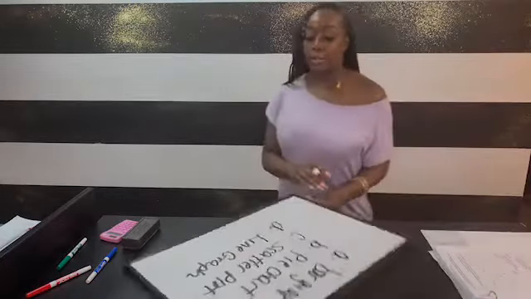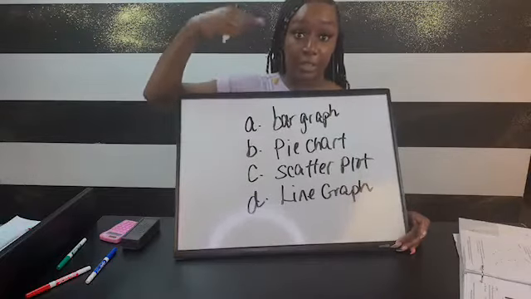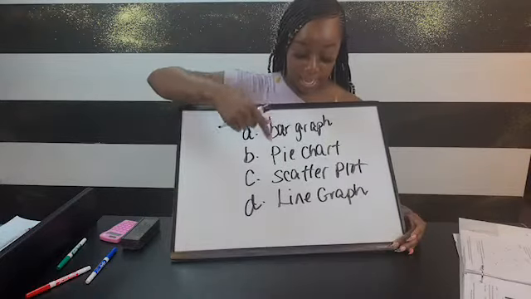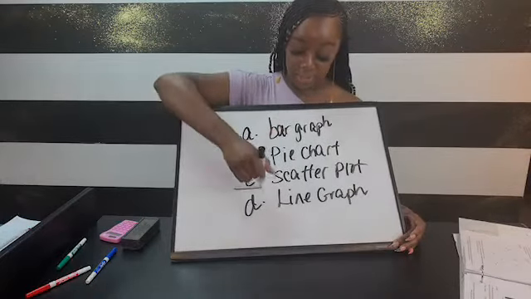So the question says, which type of graph would best illustrate the relationship between the number of hours spent studying and test scores? So our keyword there is relationship. Anytime we see the word relationship, that's a trigger. You guys have to create that trigger in your mind. And that is actually going to be a scatter plot.